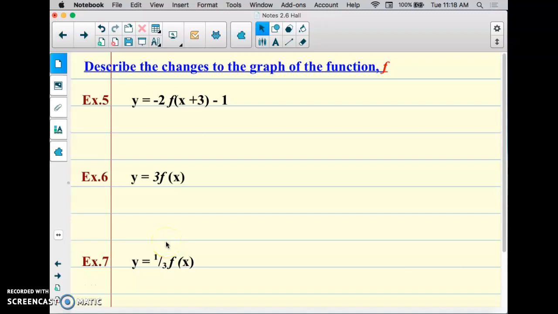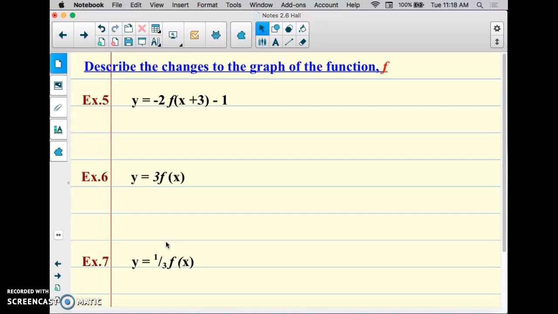In this part of 2.6, we're going to look at describing the changes of a graph of a function when you're looking at the actual equation. So, example 5, we have y equals -2 times f of x plus 3 minus 1. Let's describe what happens to the graph.